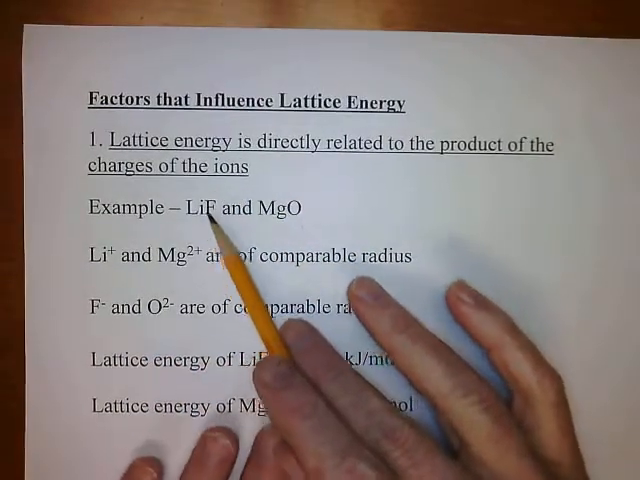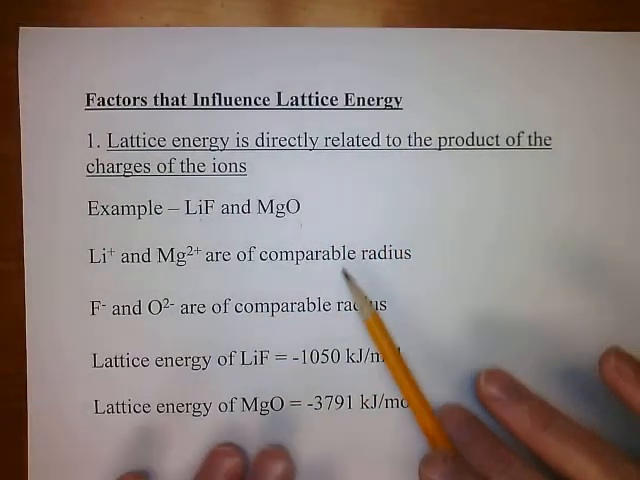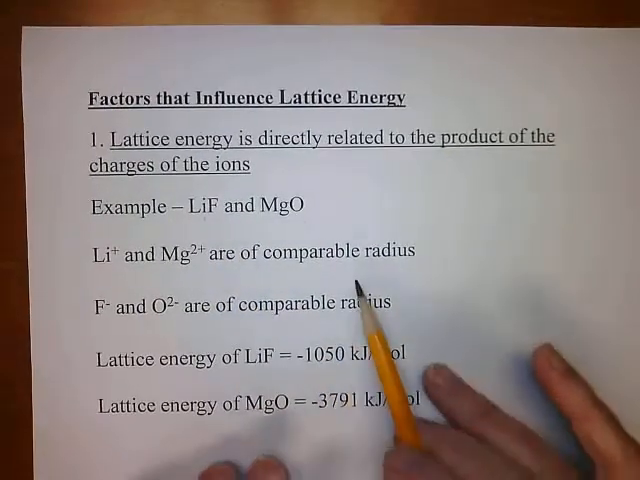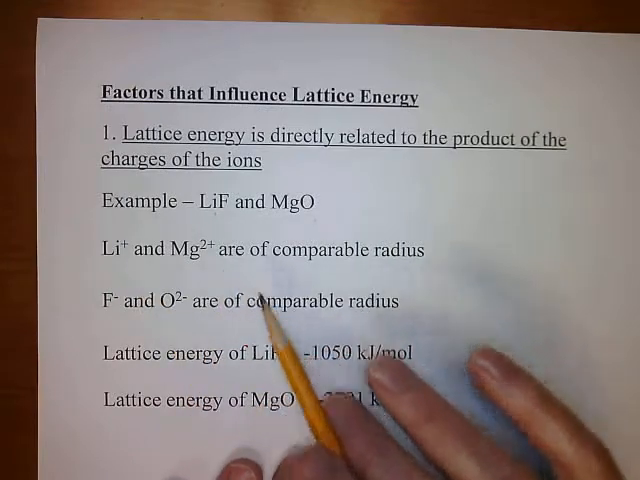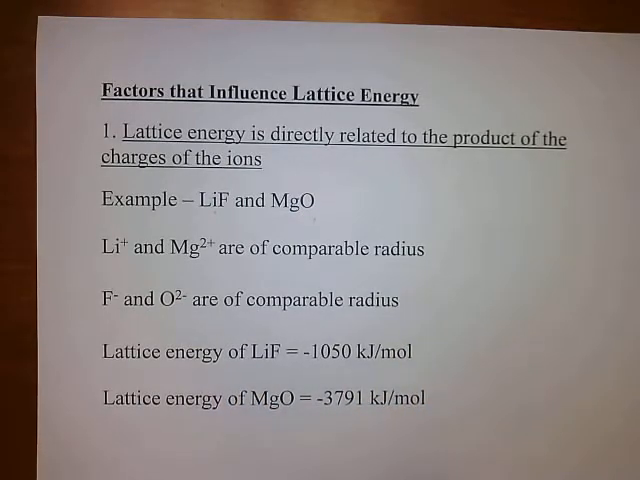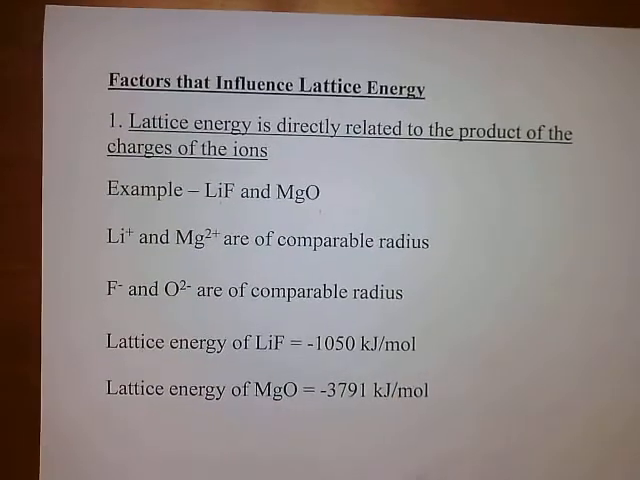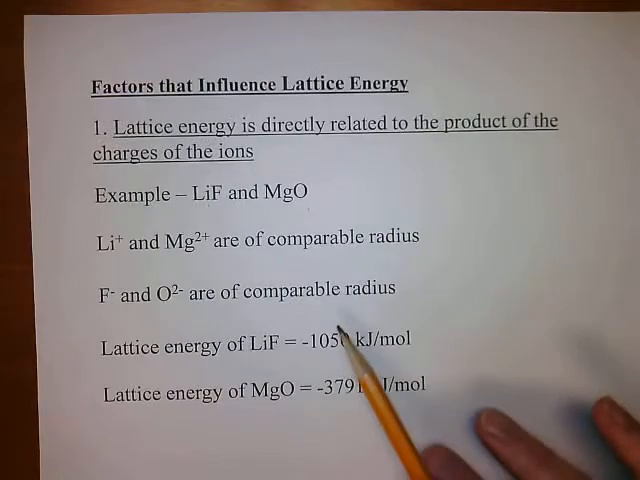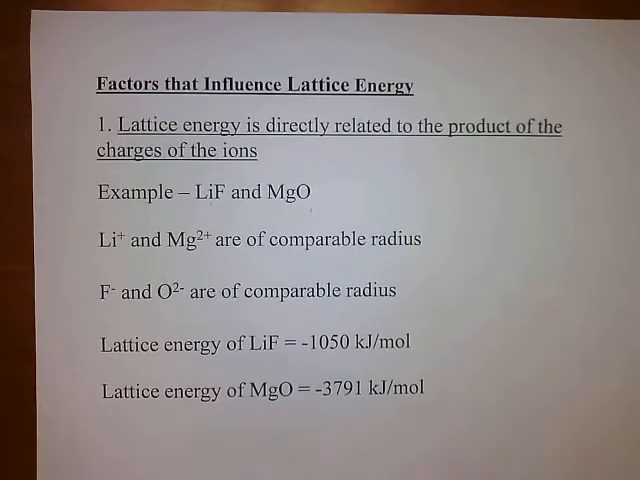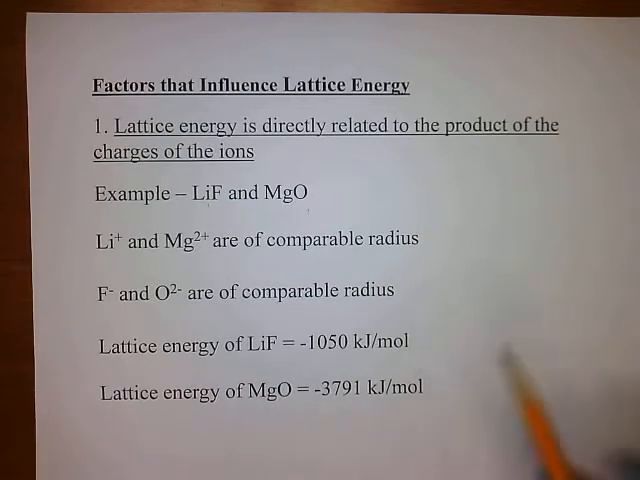So, for example, if we compared the lattice energy of lithium fluoride and magnesium oxide, both of these adopt the same structure. And furthermore, they're of comparable radius. Lithium plus and magnesium 2 plus are of comparable radius, and fluoride and oxide are of comparable radius. I mean, they're not exactly the same, but they're in the same ballpark, so that we can attribute the change in the lattice energy to the charges on the ions and not to the radii. Well, the lattice energy of lithium fluoride is minus 1050 kilojoules per mole, and the lattice energy of magnesium oxide is minus 3791 kilojoules per mole. That's a pretty big increase.